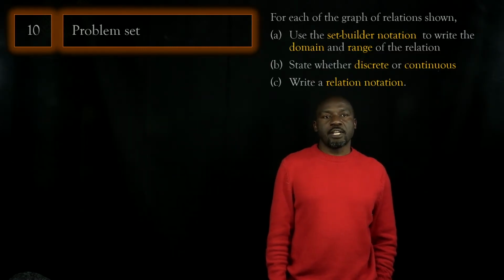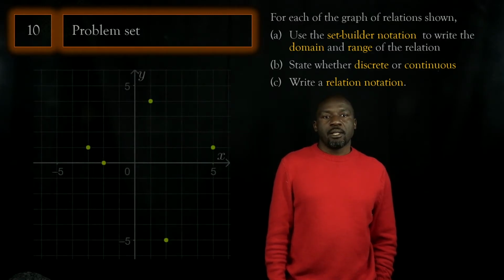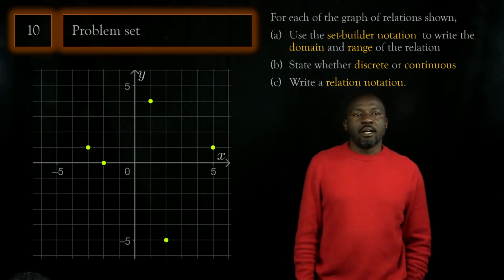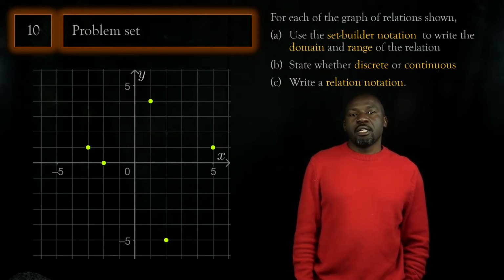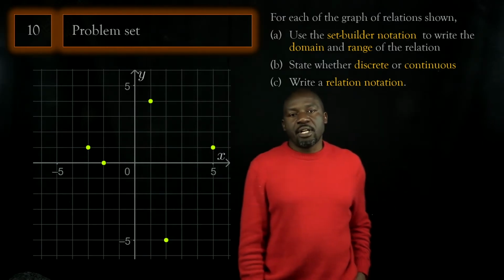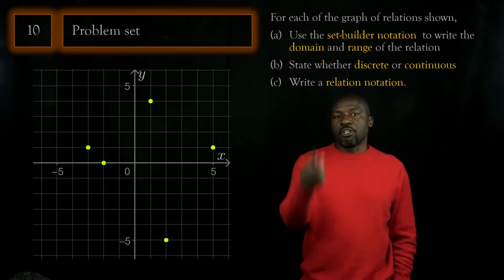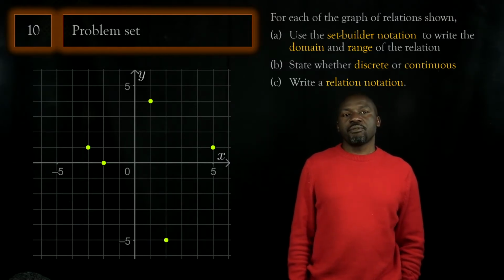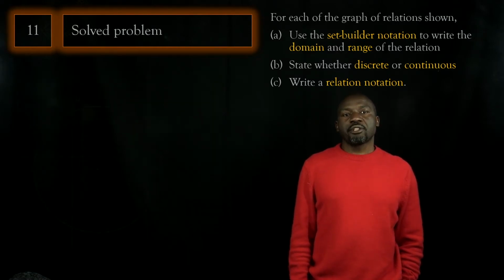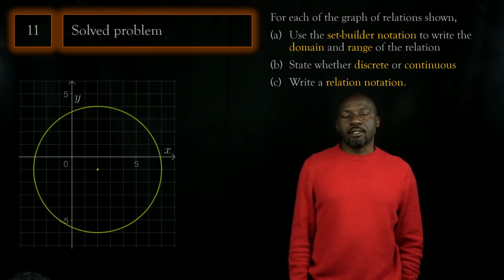Okay, here's another one. All right, I'm going to let you do this. Find the domain and the range in set-builder notation. Decide whether this is a discrete or continuous relation, and write down the relation notation. It's probably going to be difficult to write a relation notation for this, but you can still try and do it. Okay, the next one is a circle.